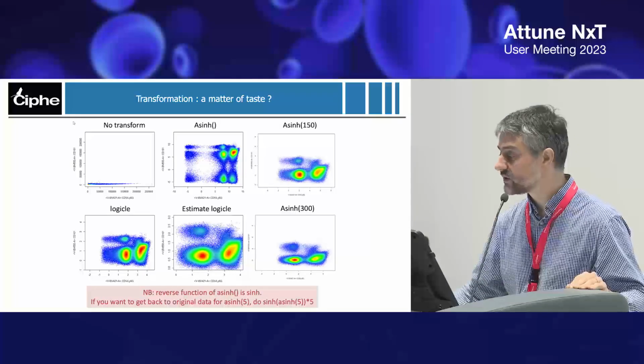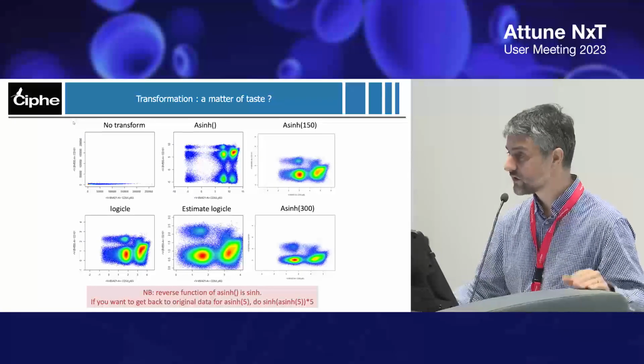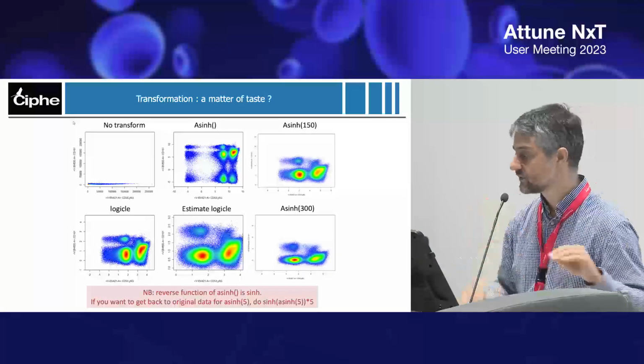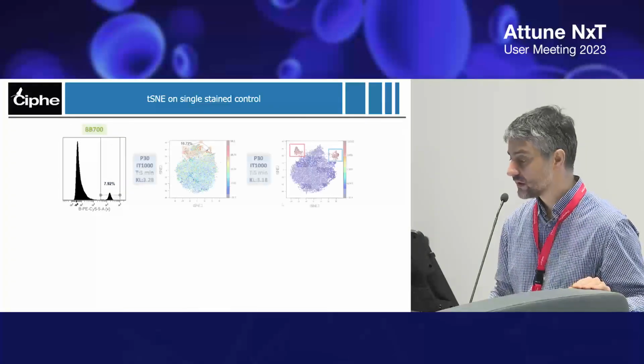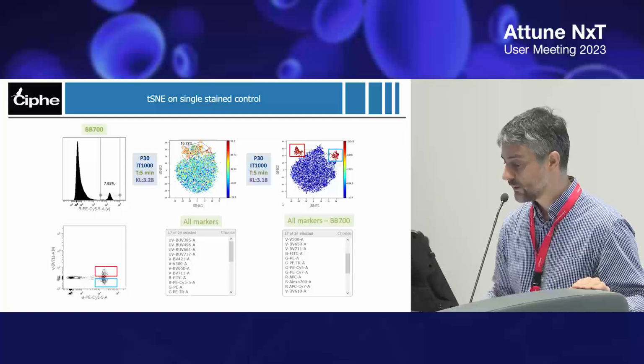So you also need to have an idea about the cofactor you're using to compress your data nicely around the zero to approach it for this type of analysis. So here it's just one example.